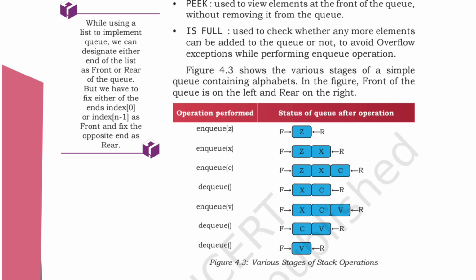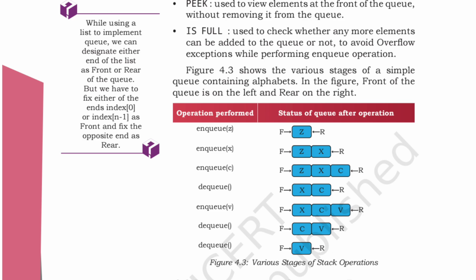So this is NQ Z, with front and rear. Front is your head and rear is your tail. We are doing NQ from the right hand side. So this is your NQ Z, then NQ X, again it is at the rear.